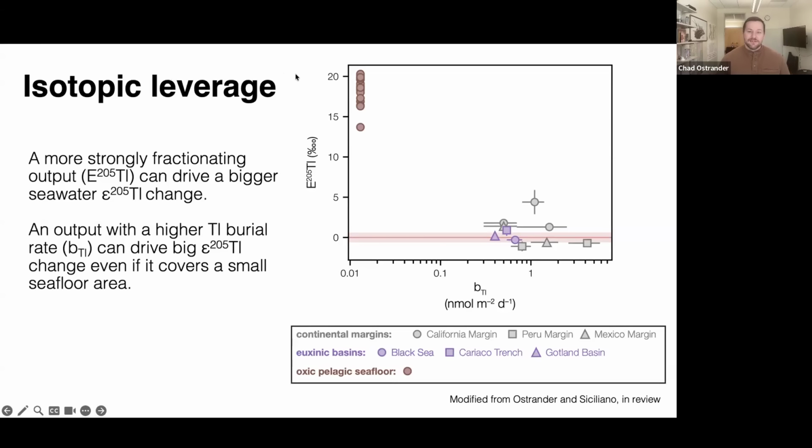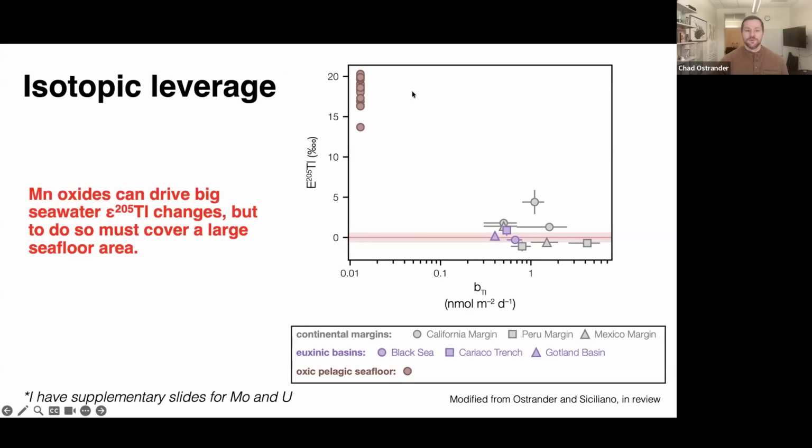The oxic sediments on the deep sea floor can drive substantial thallium isotope fractionation effects, but the removal rate of thallium is so slow that they must cover a large area of the seafloor in order to be quantifiably important. To really sway seawater isotope mass balance like they do today, they need to cover a large area of the seafloor, which they do today because the seafloor is mostly oxygenated.